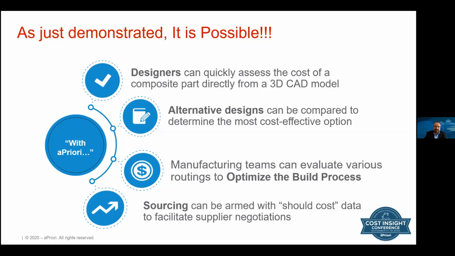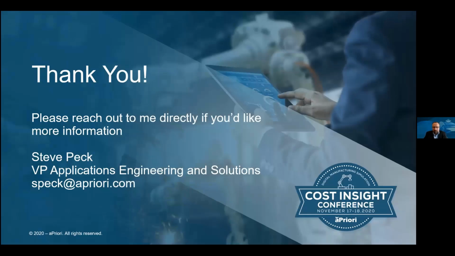Sourcing has the details that they need in the should cost data to effectively communicate and negotiate with their suppliers. And on the supplier side, be able to quickly analyze a bid package. So a very quick overview, but it gives you a glimpse into some of the capabilities that we have for composites.